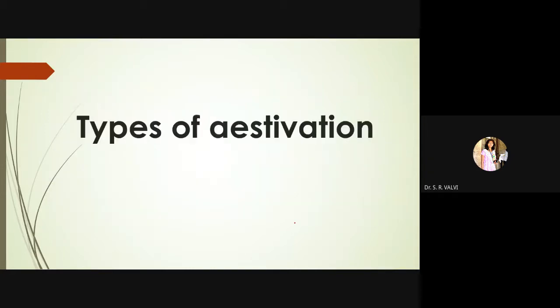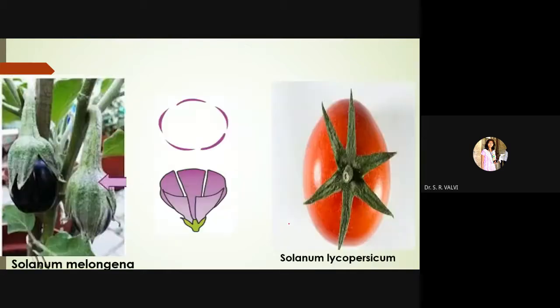Now, what are the types of estivation? So see here, next my slide. Here you can see types of estivation. In case of which part are we observing? In case of calyx we are observing, right. So you have to look at these calyx, this is the green portion, these are the calyx. Here in case of this calyx, what you are observing in Solanum melongena, that is the botanical name of brinjal, and Solanum lycopersicum, that is the botanical name of tomato, right.